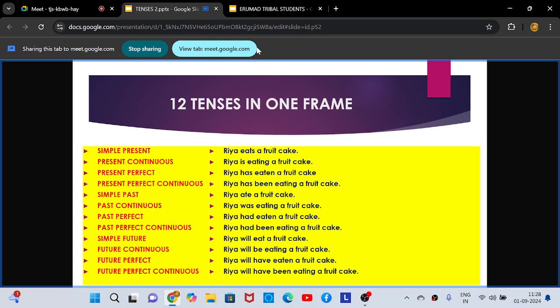Okay. So next, Murugapriya, you can read from past perfect. Past perfect continuous tense. Ria had been eating a fruit cake. Simple future tense. Ria will eat a fruit cake. Future continuous tense. Ria will be eating a fruit cake. Future perfect tense. Ria will have eaten a fruit cake. Future perfect continuous tense. Ria will have been eating a fruit cake.